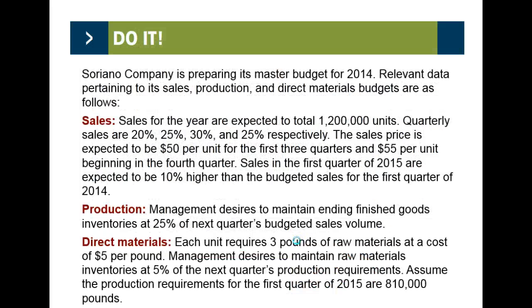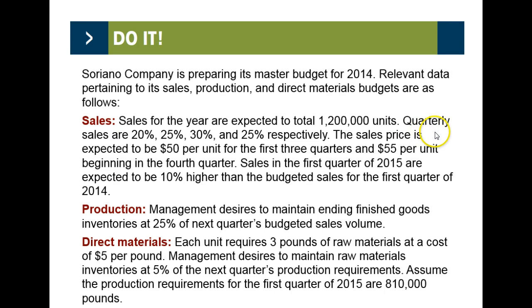Soriano Company is preparing its master budget for 2014. Relevant data pertaining to its sales, production, and direct material budgets are as follows. Sales for the year are expected to total 1.2 million units. Quarterly sales are 20%, 25%, 30%, and 25% respectively, of this 1.2 million units. The sales price is expected to be $50 a unit for the first three quarters and $55 per unit beginning in the fourth quarter. Sales in the first quarter of 2015 are expected to be 10% higher than the budgeted sales for the first quarter of 2014.